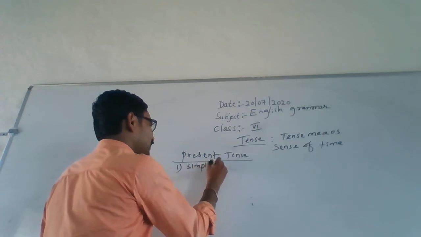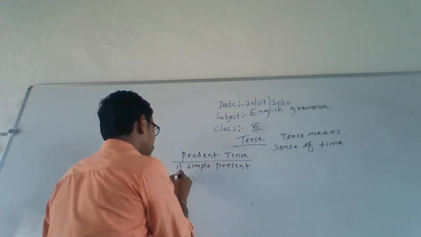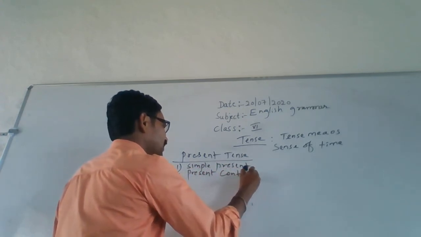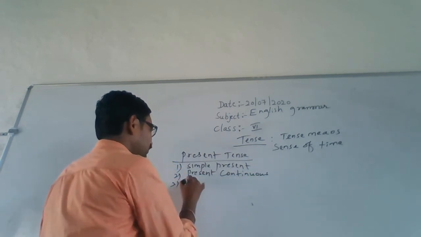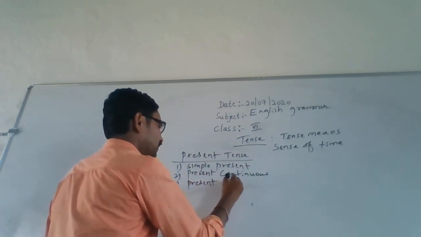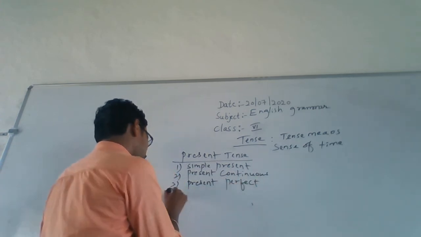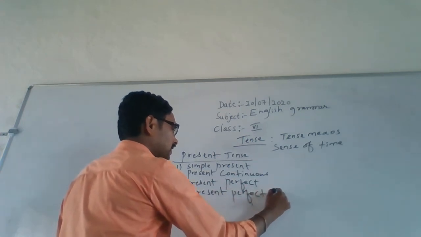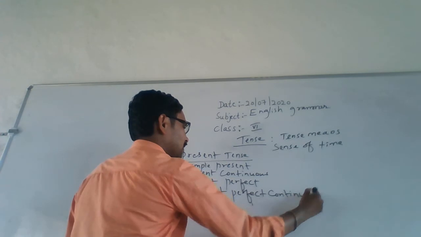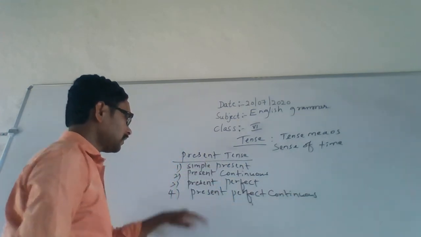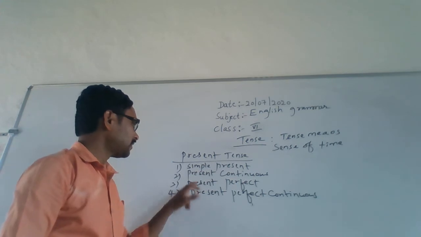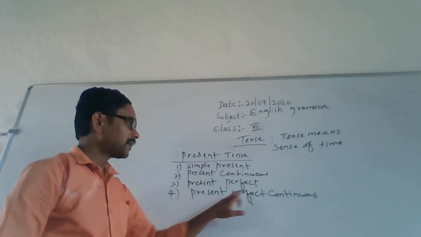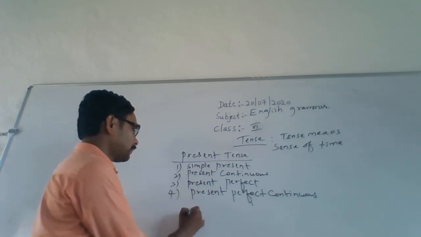Simple present, then present continuous, then present perfect, fourth one present perfect continuous. Present tense has four sub tenses: simple present, present continuous, present perfect, and present perfect continuous. That's like past tense.